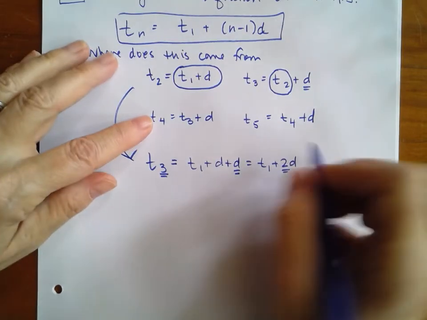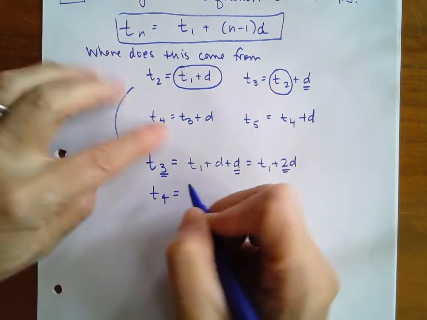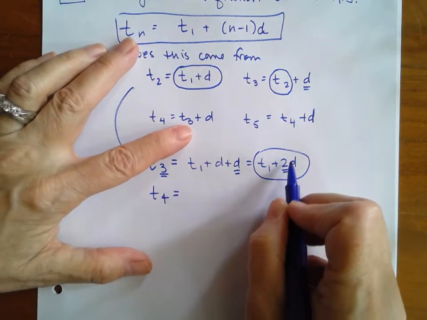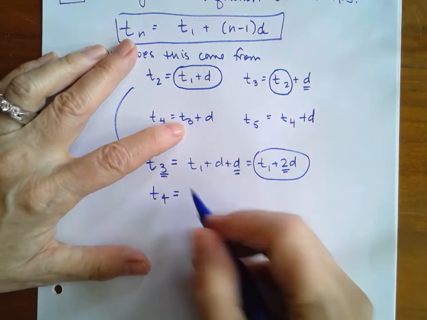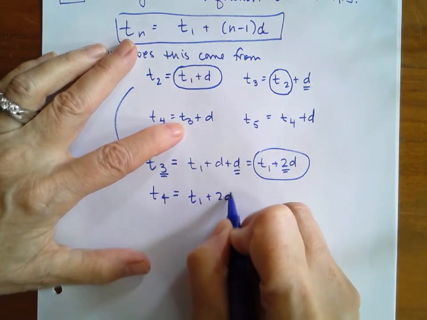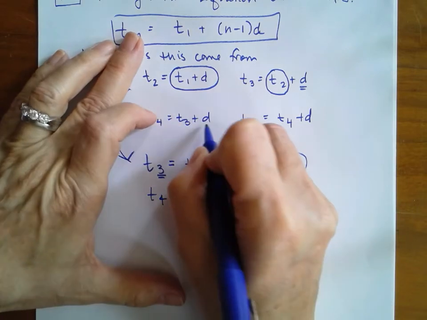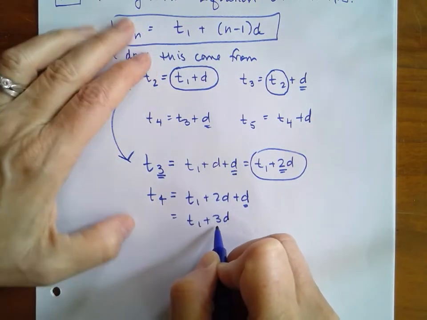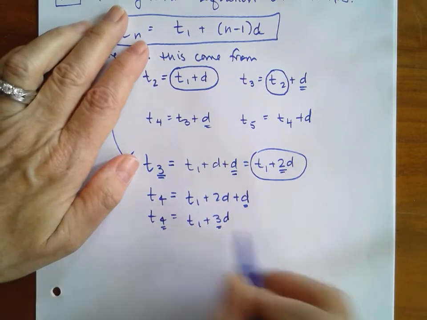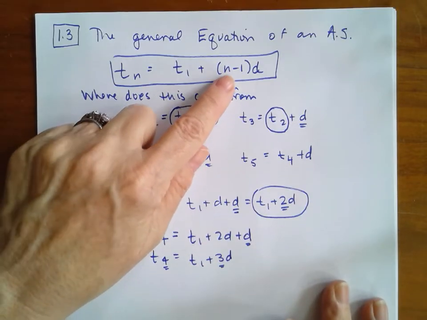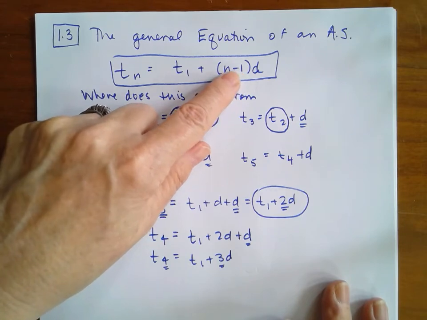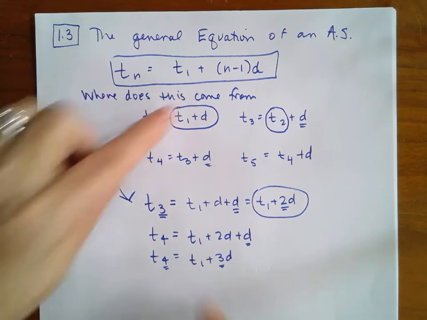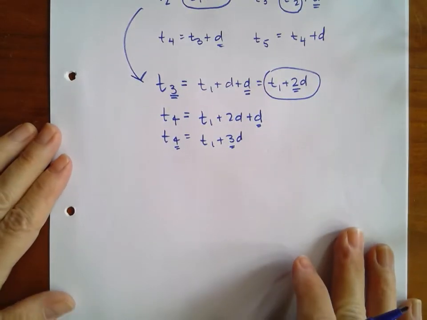Then we said, what about t sub 4? Well, t sub 4 is t sub 3 plus d, and that's what t sub 3 is, so I can replace it. T sub 1 plus 2d plus that d is t sub 1 plus 3d. So this is 1 less than that. That's where the equation comes from: 1 less than the position times the d, and t sub 1 is always in the front. We didn't have to reproduce that, but it's nice to know where it comes from.